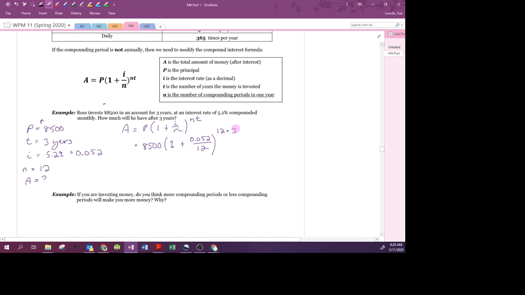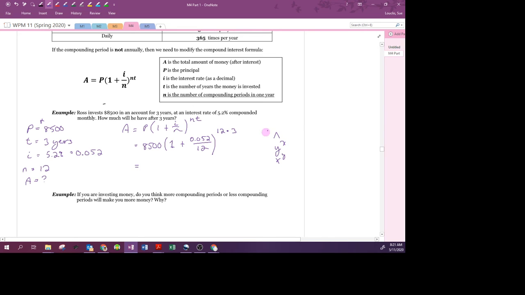Okay? Now put that in your calculator. You're going to need a bunch of brackets for this, okay? You're going to need to go 8500 times bracket 1 plus 0.052 divided by 12 bracket to the power of, which is your little hat button or your y to the x or x to the y.